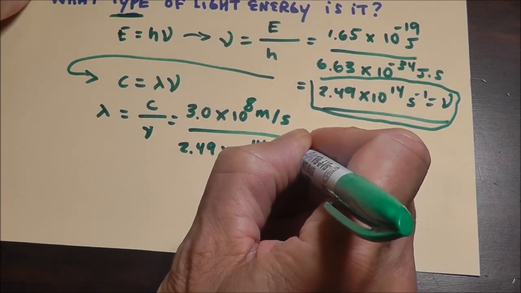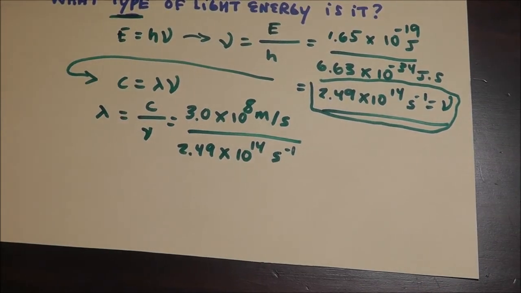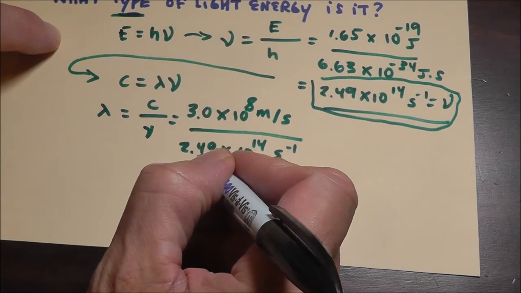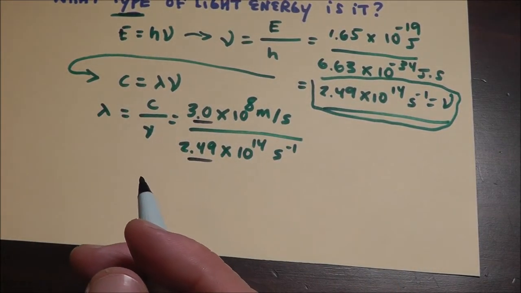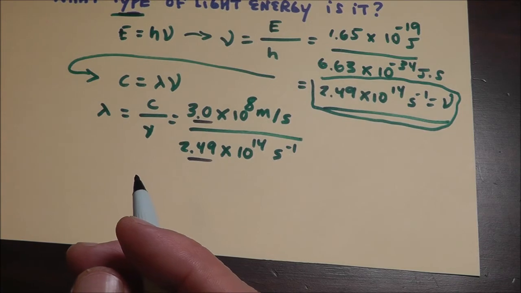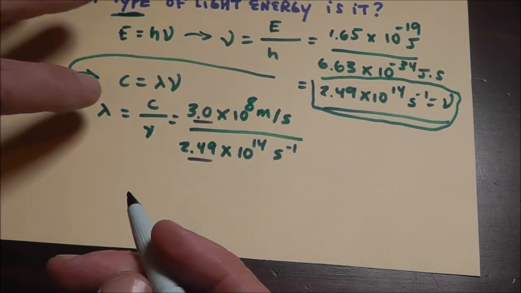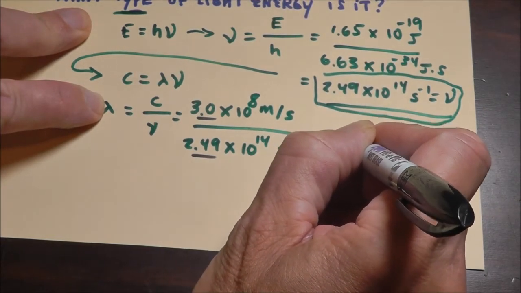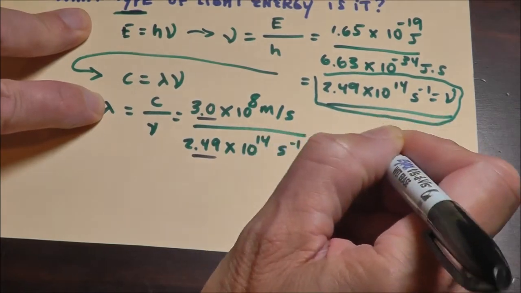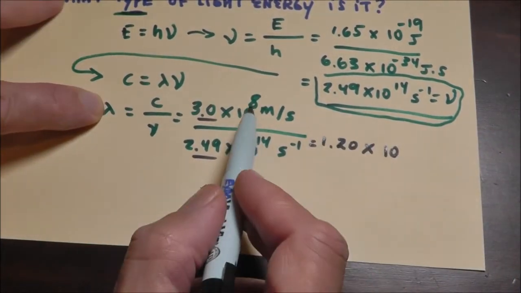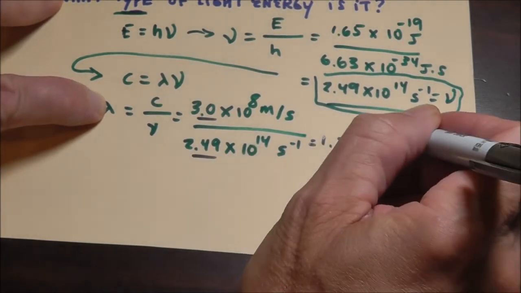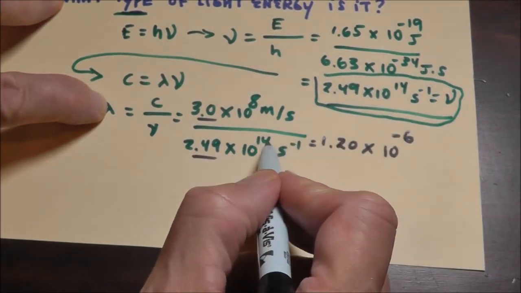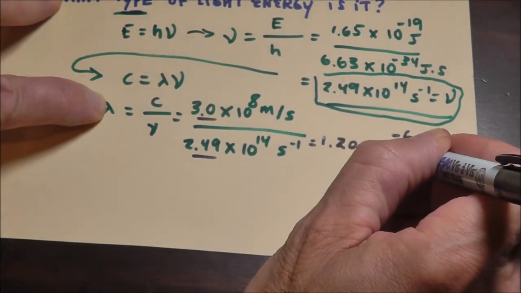And let me tell you, folks, once in a while you just get lucky, because I don't feel like hitting my calculator button too much. And I don't have to, because I got a number that's bigger on the top than the denominator. So I'm going to say 3.0 divided by 2.49 is 1.20 times 10 to the power of 8 minus 14, which is minus 6, and that is meters.